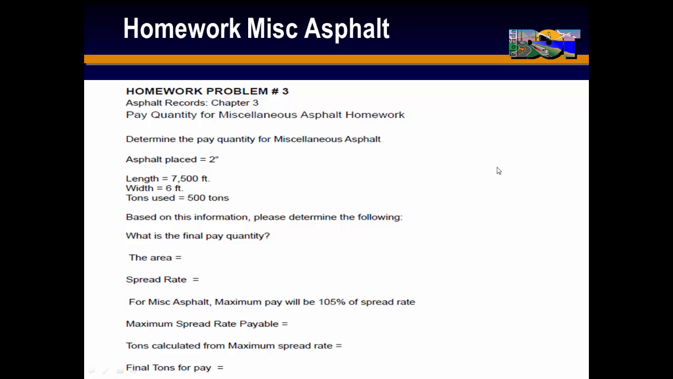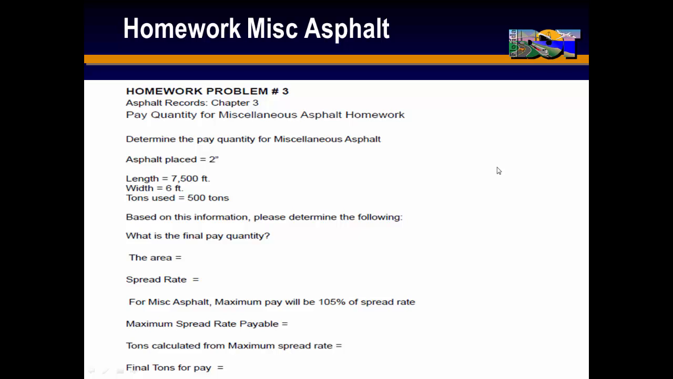So the first thing we always do is study the problem and look at the information in your homework. We're going to determine the pay quantity for the miscellaneous asphalt, and we're placing it 2 inches thick. So that's 200 pounds per square yard, based on the formula that we use for miscellaneous asphalt only. Don't get it confused with the other ones.